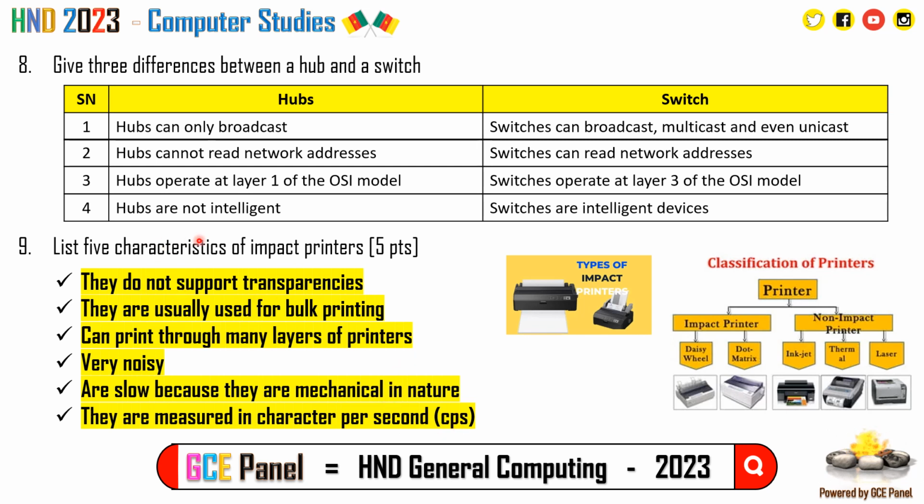So these are characteristics of impact printers. They do not support transparencies. They are usually used for bulk printing, can print through many layers of papers, are very noisy, and are slow because they are mechanical in nature. They are measured in characters per second, CPS.